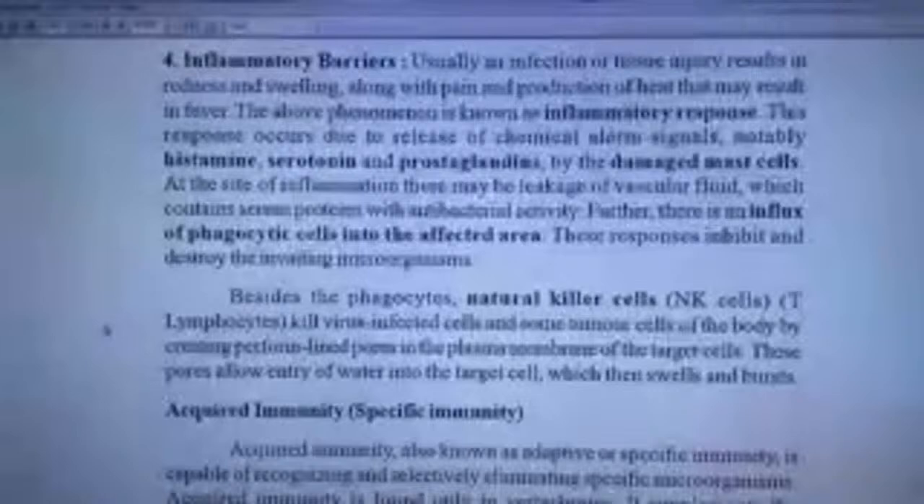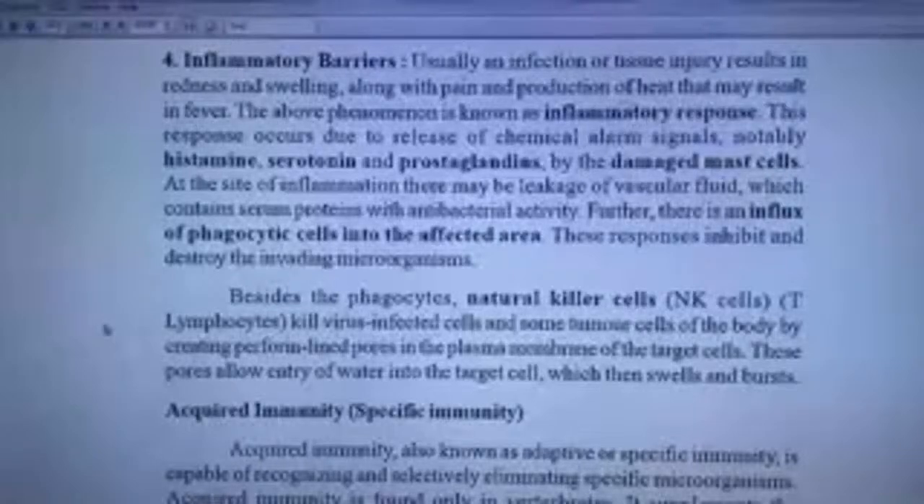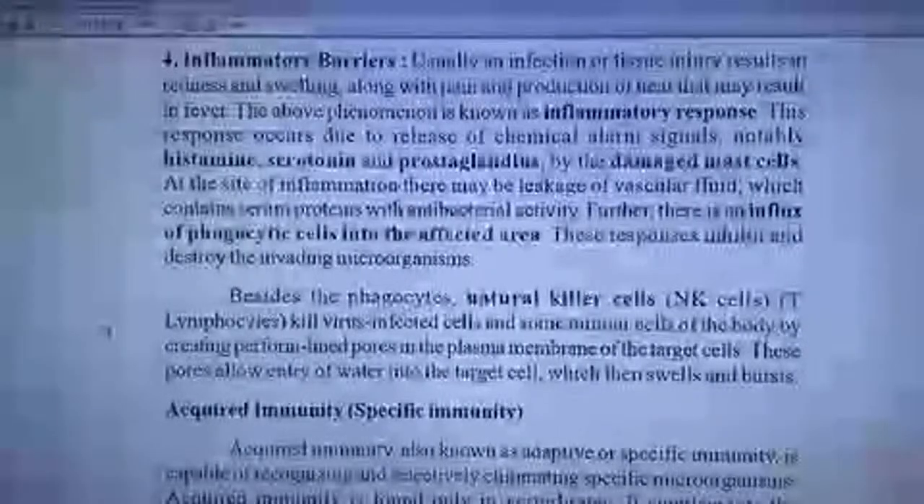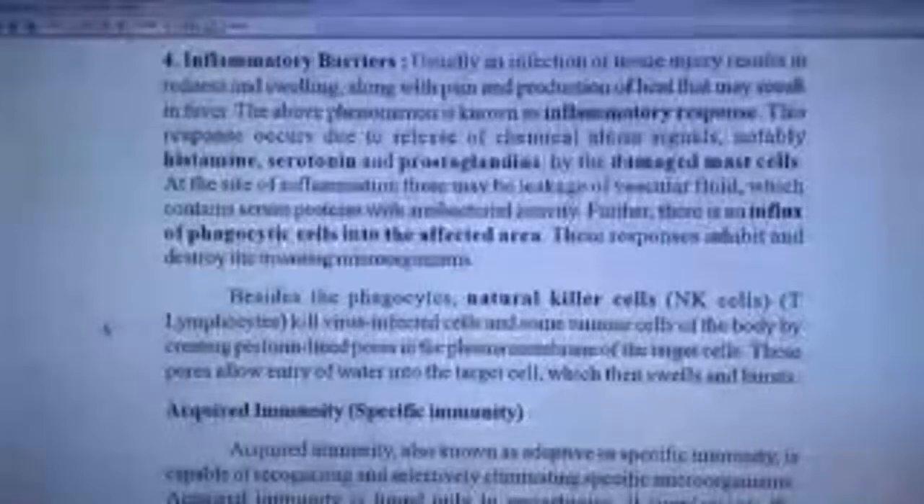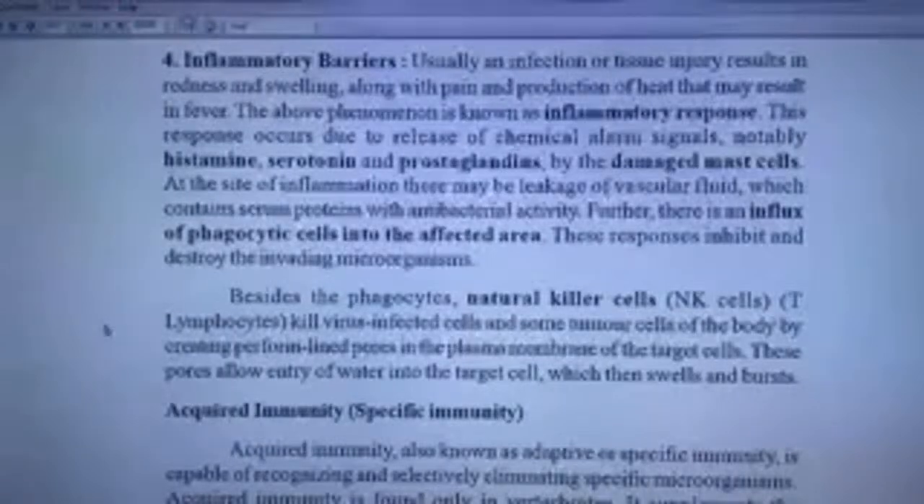Inflammatory barriers. Usually an infection or tissue injury results in redness and swelling, along with pain and production of heat that may result in fever. The above phenomenon is known as the inflammatory response, due to release of chemical alarm signals, notably histamine and prostaglandins, by damaged mast cells. At the site of inflammation, there may be leakage of vascular fluid, which contains serum proteins with antibacterial activity.